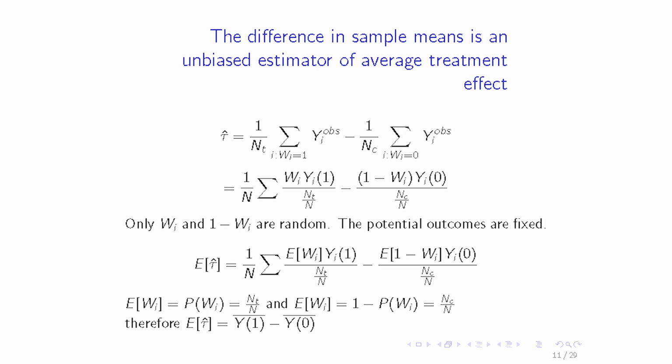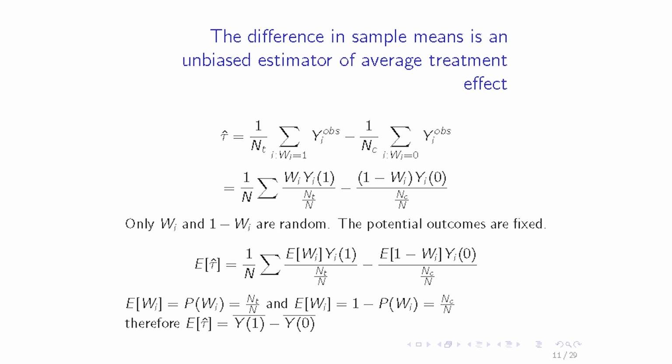Why did I do that? Well, in this setting where the population is fixed, there is no randomness in the potential outcomes, they're fixed. But what is random is the assignment, what they end up getting.